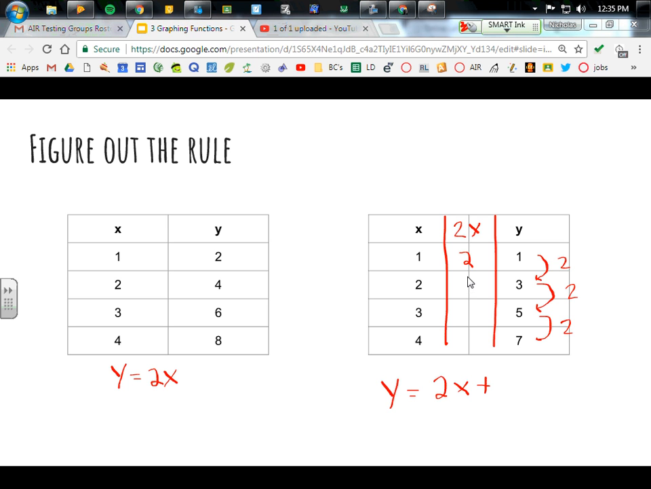What is 2 times 2? It's 4. What is 3 times 2? It's 6. What is 4 times 2? It's 8. Now you can figure out what you have to add to this number to get your y.